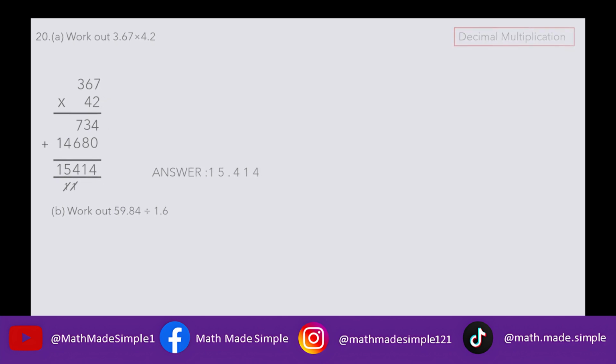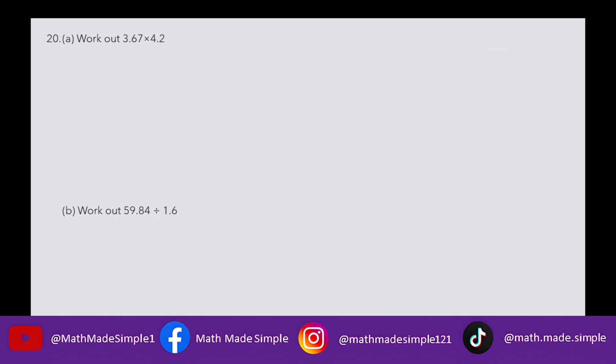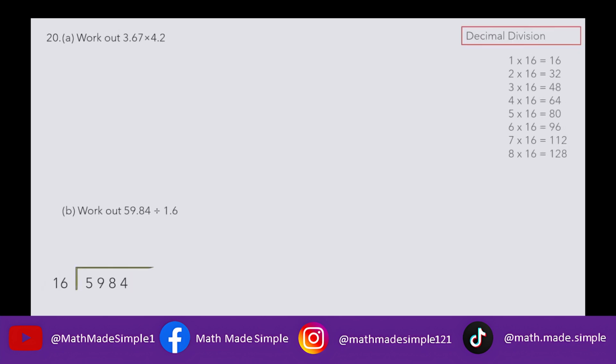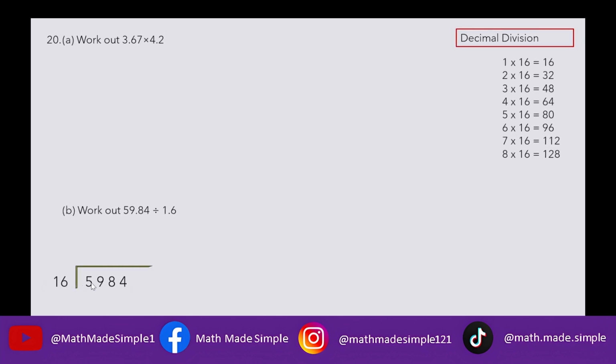So part B, I have division, and so I'm going to draw a bus stop, and I need my 16 times table. So first I look at 59, and then what's the largest multiple of 16 that goes into 59, which I can see is 3, but there's also a remainder. I need to work out the remainder.